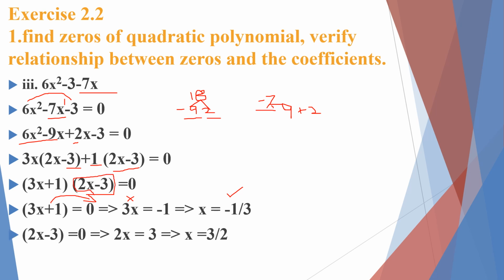So when we equate 2x minus 3 equal to 0, it is 2x equal to 3, as minus 3 changes to the other side as plus 3. It is in multiplication here, so it moves to the division, and it is 3 by 2. So the two zeros we have got here are minus 1 by 3 and 3 by 2.